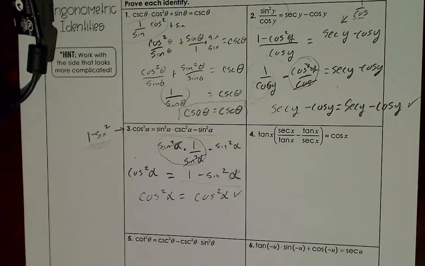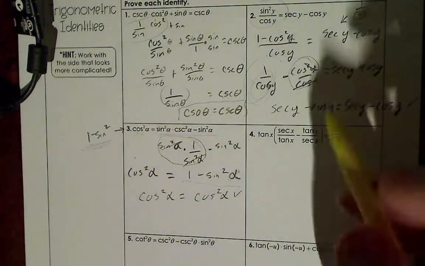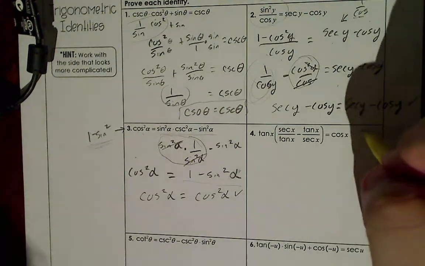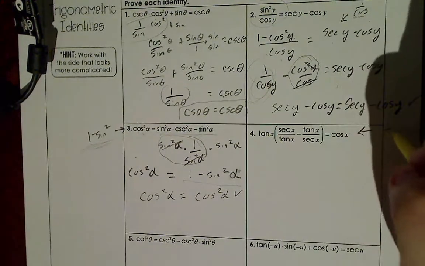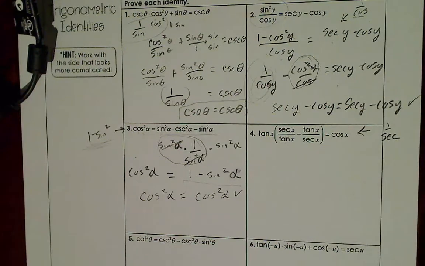Number 4, I'm looking at number 4, and the one thing about cosine that I know for sure is that it's got a couple of relationships. One is 1 over secant. And the reason why I know that is because right here I see a secant here. So like this one right here is 1 over secant. Okay, that's the relationship from that.